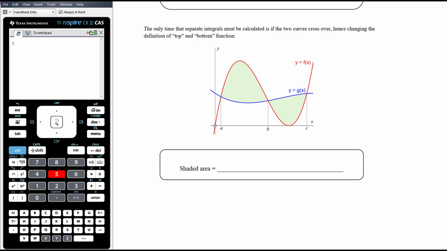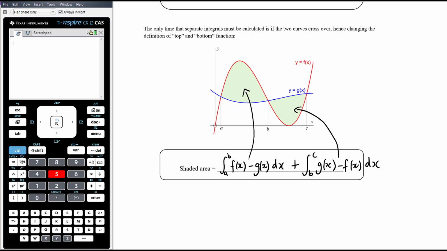So this shaded area would be the integral from a to b of the top function, which from a to b is f of x, minus the bottom function, which is g of x, dx, so that's that bit, plus the integral from b to c of the top curve, which is g of x, minus the bottom curve, which is f of x. And that's going to be that bit there. So you would need two separate integrals if the top and the bottom curves change.